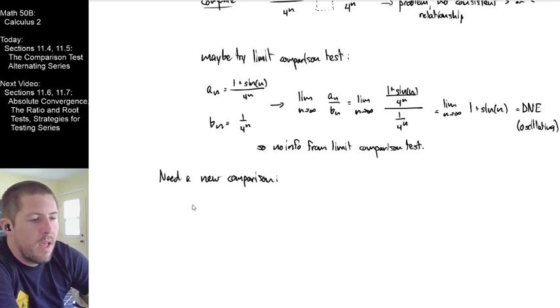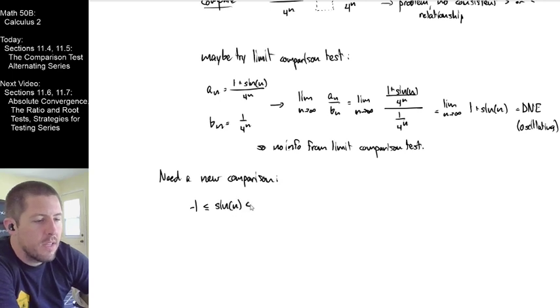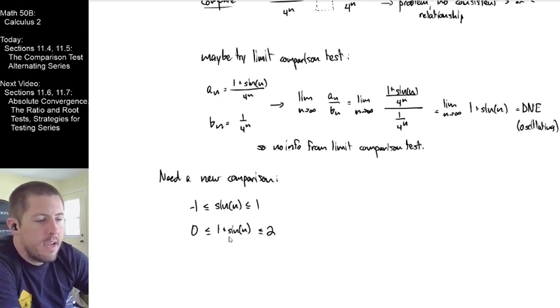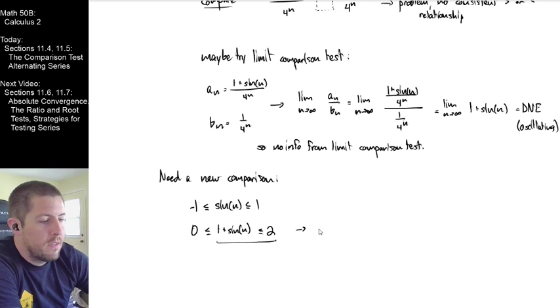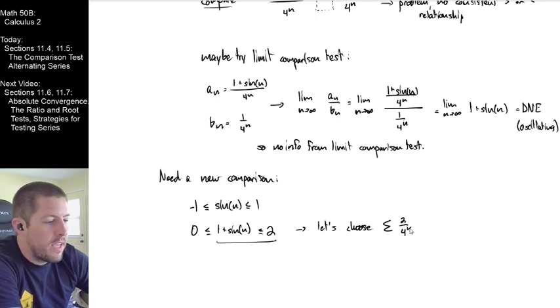And here's what I'm thinking. I know that negative 1 is less than or equal to sine of n is less than or equal to 1. And what we've got up in the numerator is 1 plus sine of n. So I'm just going to add 1 to all three components of my inequality here. And what I can see is that 1 plus sine of n is guaranteed to be less than or equal to 2. So maybe let's choose the series 2 over 4 to the n as our comparison series.